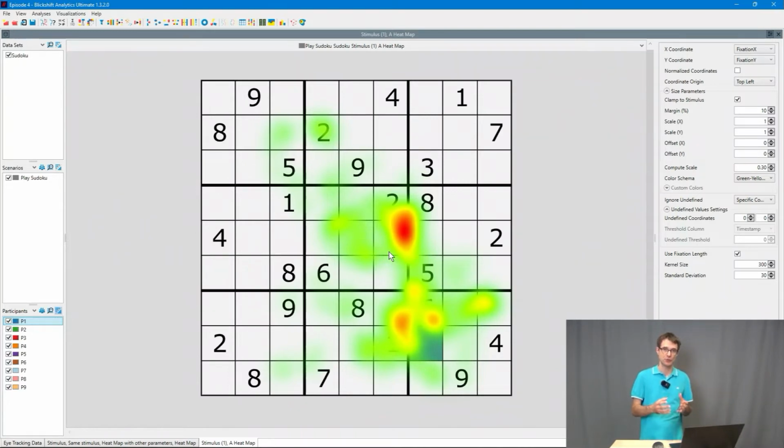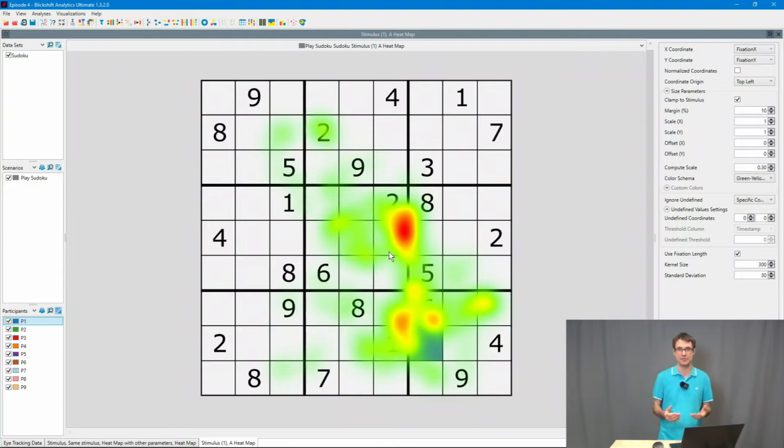This example shows one variant of a heat map, which means transparent color, so no color means where no fixations have been performed by the participants. Green color means there have been a few fixations. Yellow means a medium number of fixations, and red means there have been a lot of fixations at this position on the stimulus.